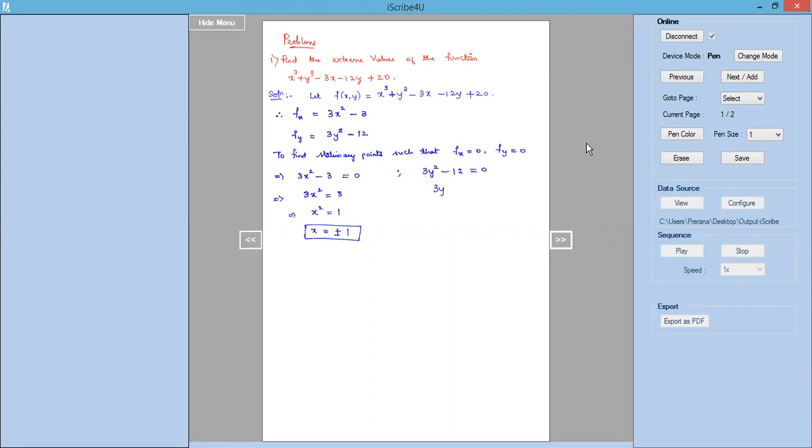Similarly, we get 3y square is equal to 12, or y square is equal to 4, y is plus or minus 2. Now, the stationary points are (1, 2), (1, minus 2), (minus 1, 2), (minus 1, minus 2). So these are the stationary points or the critical points.